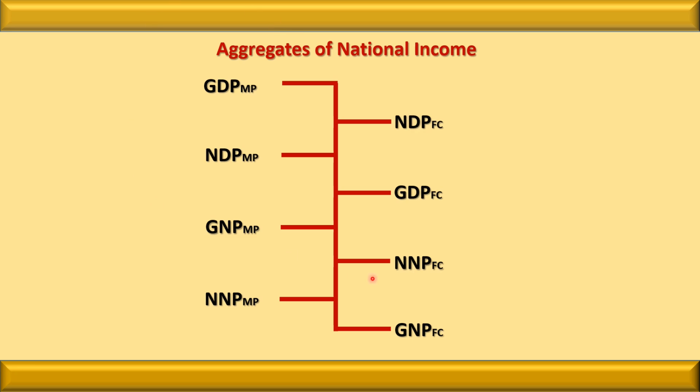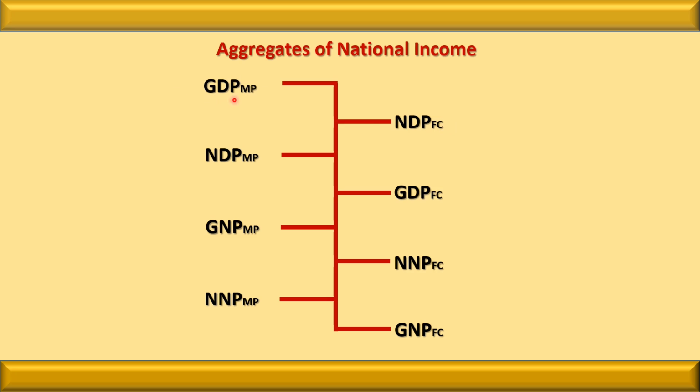So in the aggregates we can see that G, D, N, MP, FC, these letters are there. G stands for gross, N stands for net, D stands for domestic, and the middle N stands for national, MP stands for market price, and FC stands for factor cost.